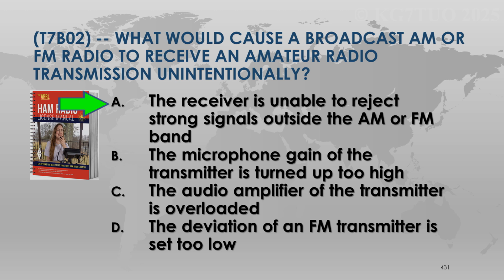The receiver is able to reject strong signals outside of the band that it's looking for. It's picking up a strong signal outside of the band. And that falls under good engineering. And that's poorly engineered because it was bought on Amazon for $9.95.